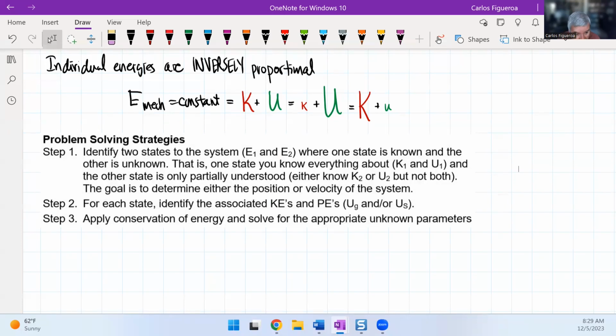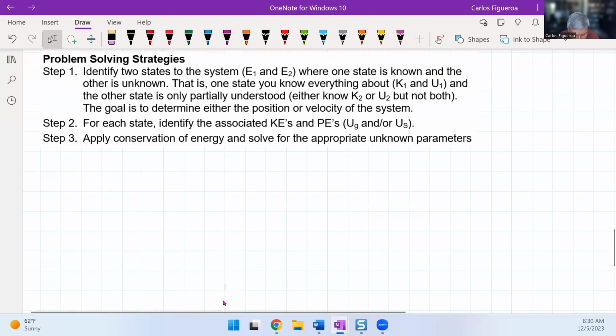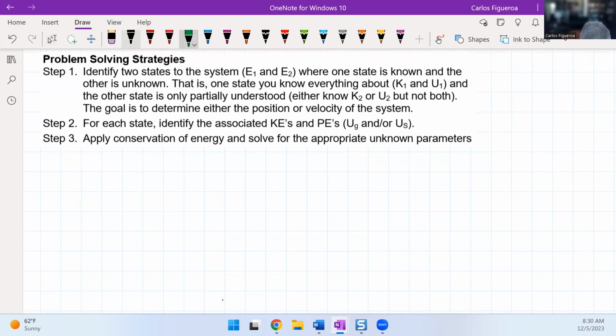Once you've identified those two energy states, we go to step 2. For each state, identify all the kinetic and potential energies at that point. Then step 3 is that we apply conservation of mechanical energy to solve for the appropriate unknown parameters. So what I want to do is set up a couple of examples where I apply this process.